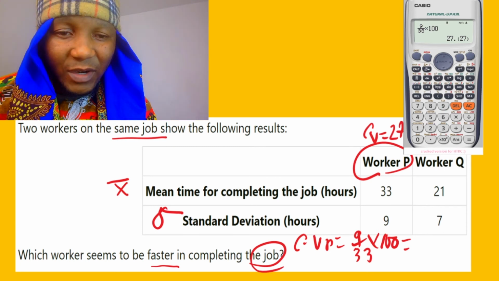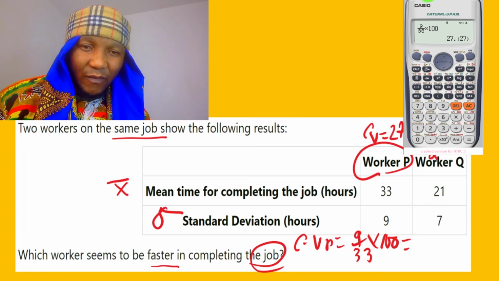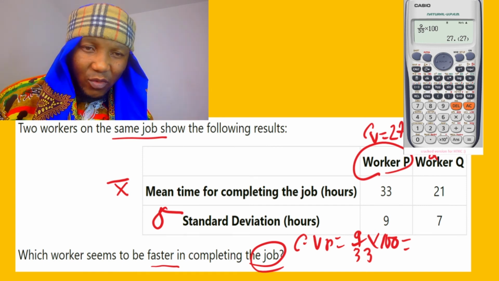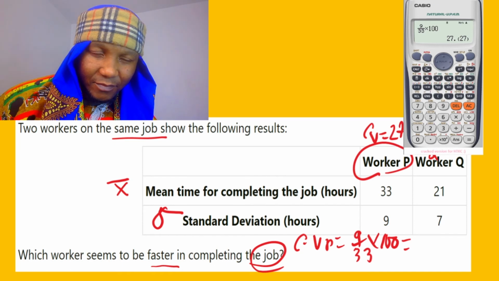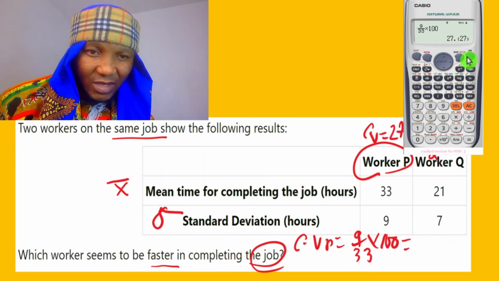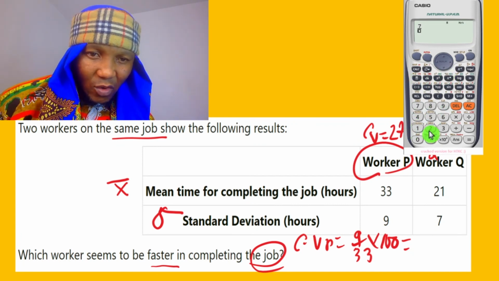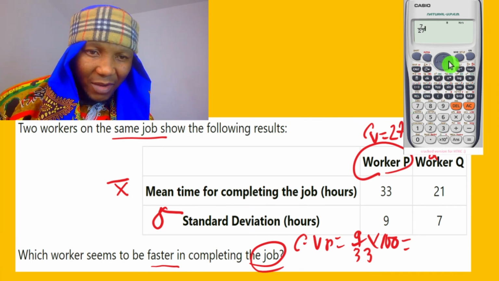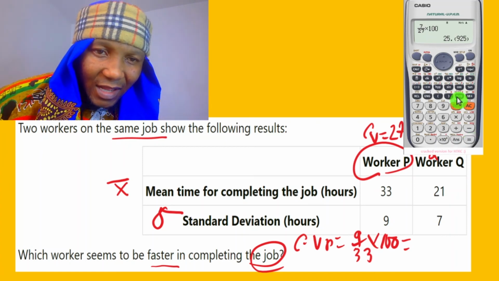Now we go for the coefficient of variation of worker Q. Let's count for worker Q now. Can you guys see worker Q? It's 7 over 27. So we say 7 over 27, then multiply by 100, not 1,000. Plug it in a calculator and get your answer, and we see this is 25.